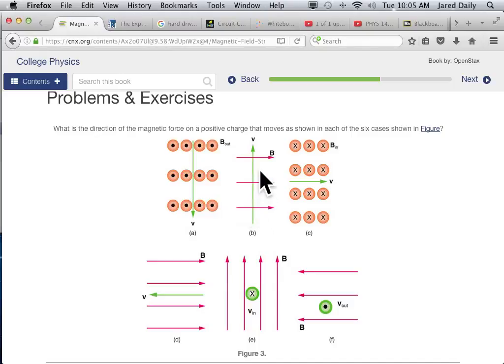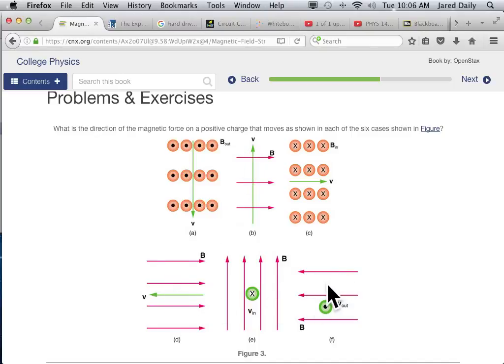No, let's do B and D and F. B, D, and F. So what you're trying to do is use the right-hand rule to determine which way the force is on this particle that's got this velocity V. Now this one here is going to be a positive charge in B. The bottom two are going to be negative charges for this quiz. So this one's positive, this one's negative, this one's negative.